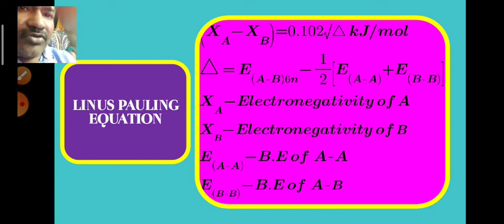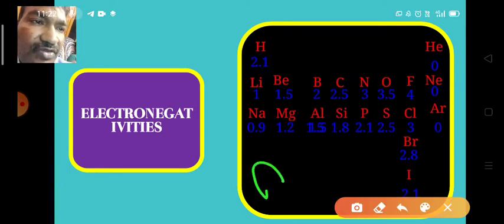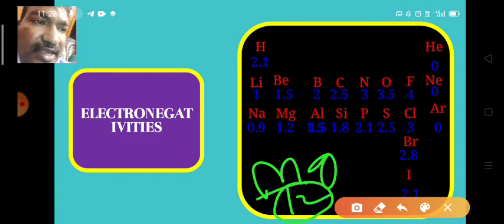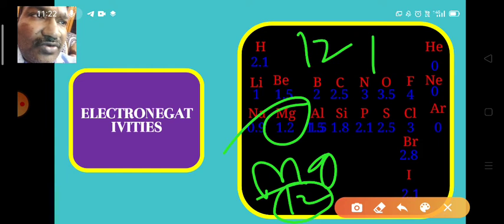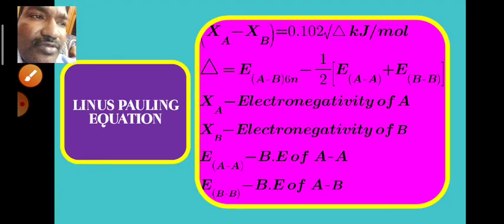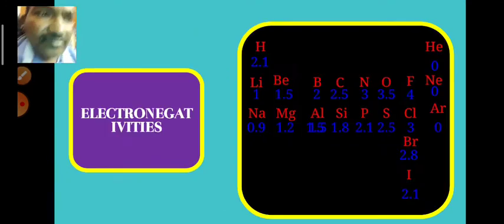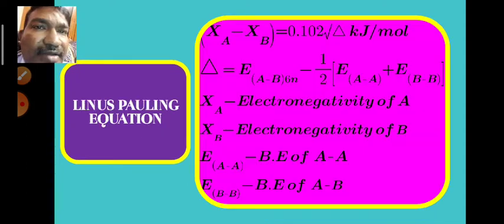So if you know the electronegativity of magnesium, you can easily remember these values. Magnesium's atomic number is 12, and its electronegativity is 1.2. Like that we can easily remember. And the electronegativity of sodium is 0.3 less, that means 0.9.